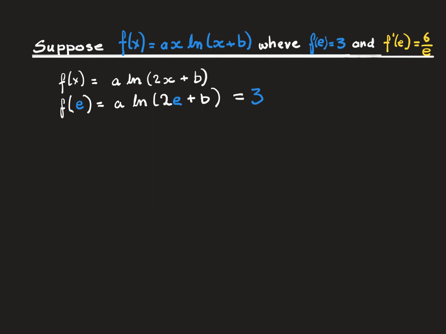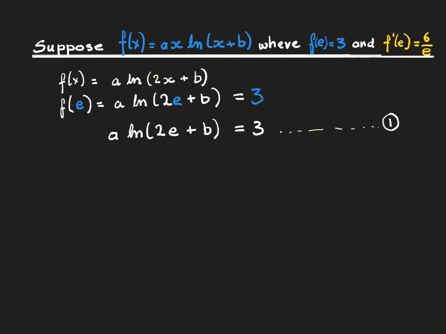We write this function once again and say that a ln 2e plus b is equal to 3. That equation here is going to be very important. We'll call it equation A.